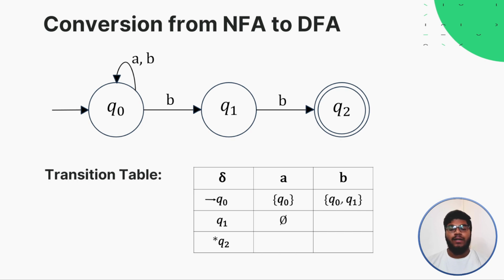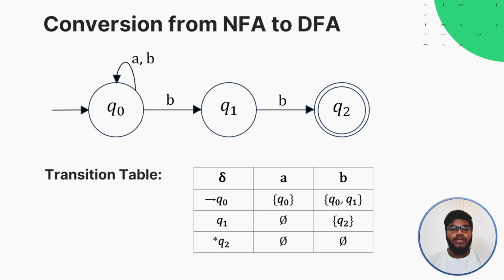So we're gonna take it as null state. Q1 on accepting B is moving to the Q2 state. Now let us take the last state Q2, where Q2 on accepting A is not moving to any of the states, so we're gonna take it as null, and Q2 on accepting B is not moving to any of the states, so we're gonna take it as null. So this is the basic transition table which we're gonna construct from the given diagram.